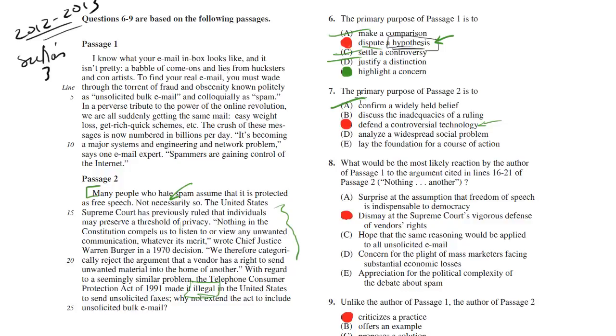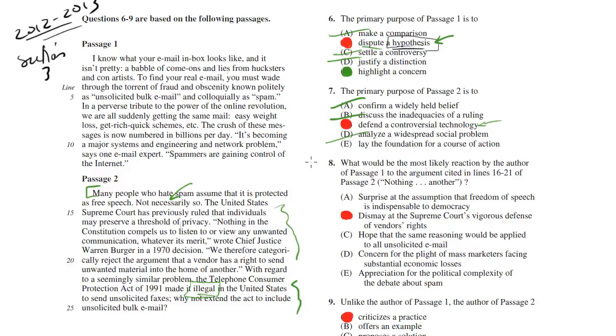Discuss the inadequacies of a ruling. Not really. I mean, certainly you might interpret this as saying it somehow fell short of something, but that would be a misread. They're not at all discussing the inadequacies of a ruling. They're showing actually how it applies in this case. So we can get rid of B. D, analyze a widespread social problem. So certainly that would be maybe closer to passage 1. Passage 2 is talking about a different issue, so not at all analyzing any kind of widespread social problem.